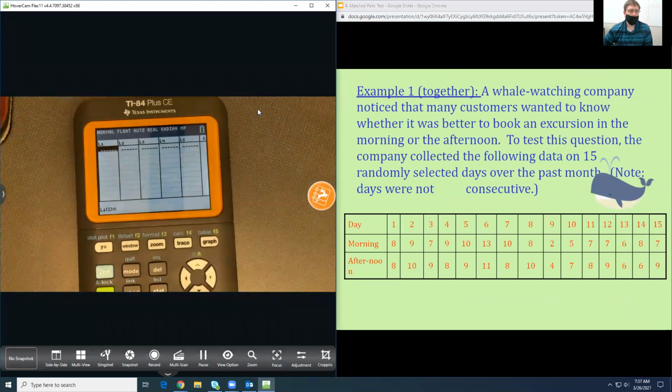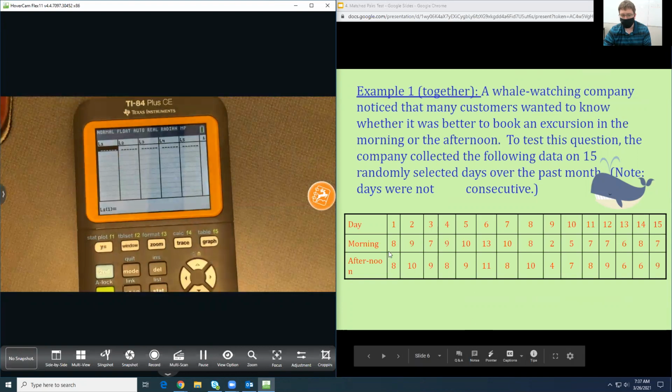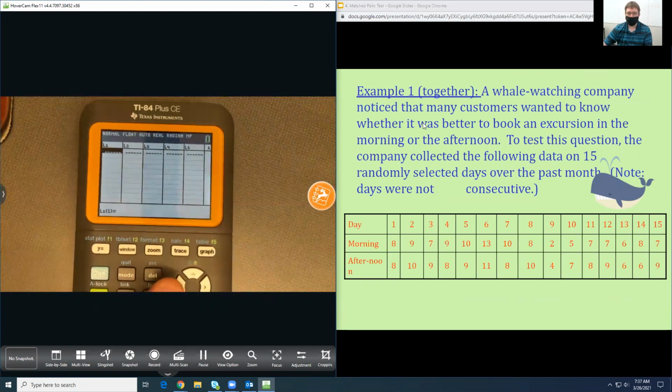All right, so I'm gonna use 3 different lists here. I'm gonna use list 1 and list 2 to type in what I see for morning and afternoon. So you don't need to worry about the day number. That's just telling you what day it is. We know we got 15 entries, but for morning, I'm gonna put in 8, 9, 7, 9, 10, 13, etc. And for the afternoon, I'm gonna put in 8, 10, 9, 8, 9, 11, etc. Okay, so do that first.